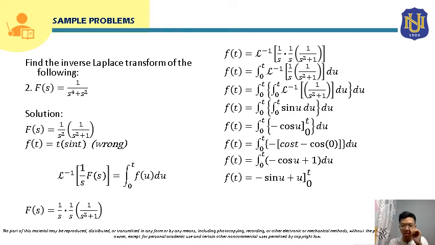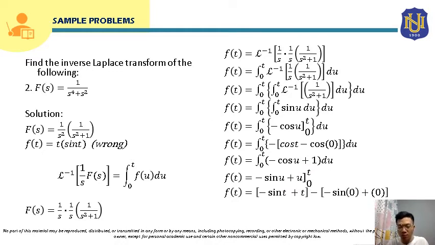So integrating this, the integral of negative cosine u du is negative sine u. And then the integral of 1 du is u. And we will evaluate this from 0 to t. So we are going to substitute t to the variables u here. So this will become negative sine t plus t minus, we now substitute the lower limit, which is 0, to all the variables u.